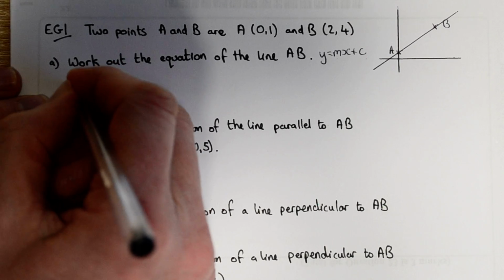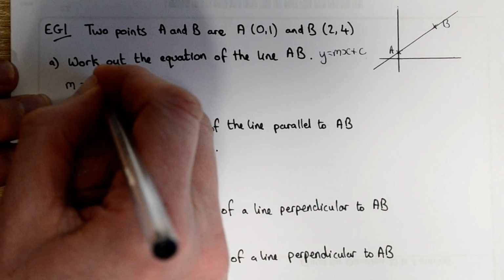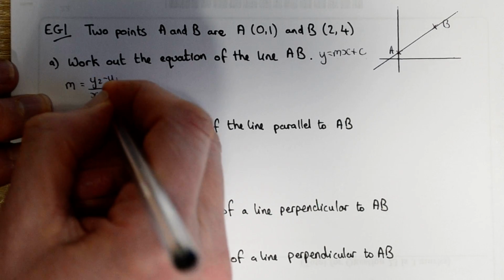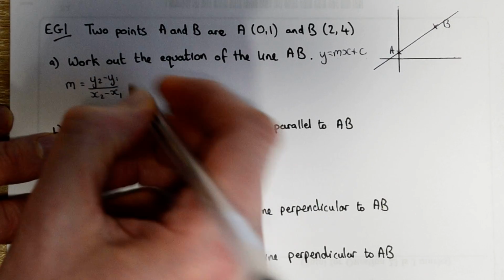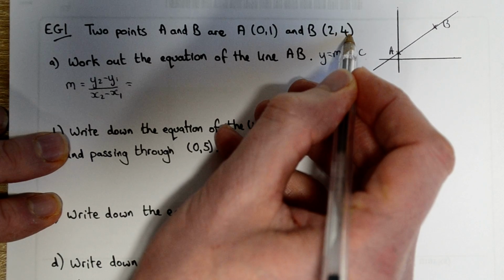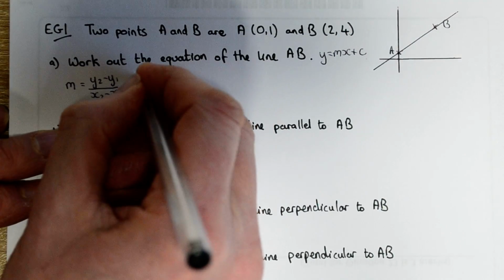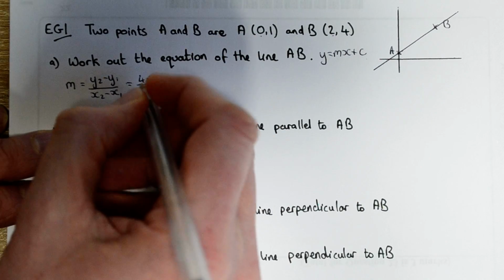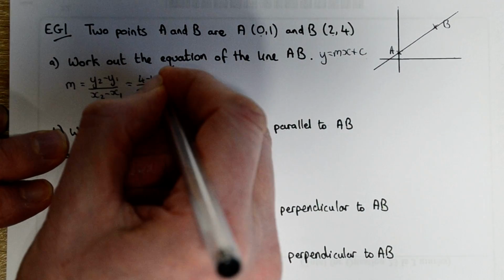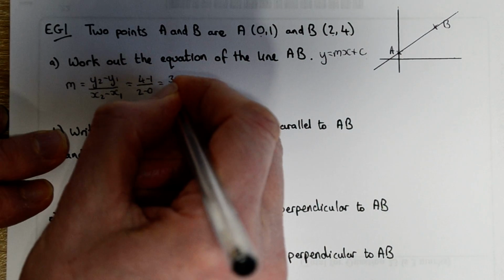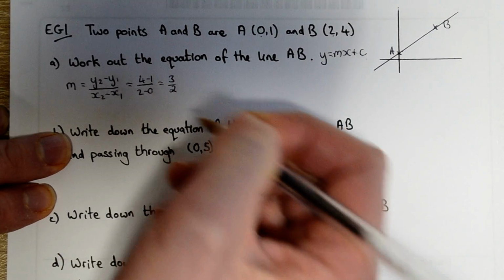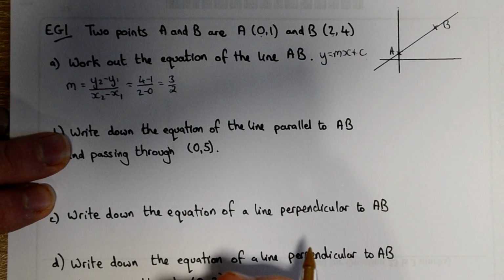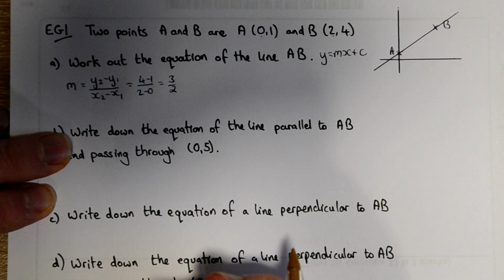So our gradient, or m, can use this formula. So y2 and y1, x2 and x1. So that's 3 over 2. We can leave that as an improper fraction if we want to, or turn it into a decimal, 1.5. But we've got our value for the gradient.